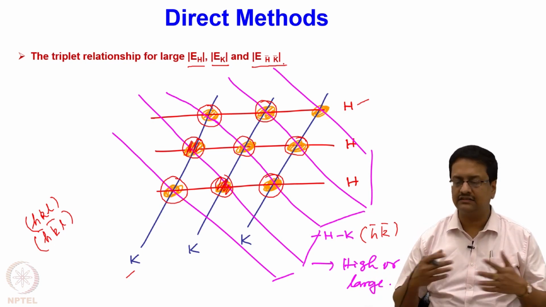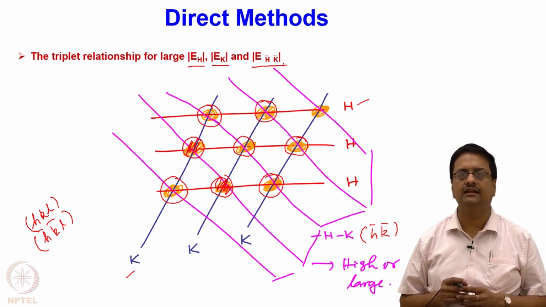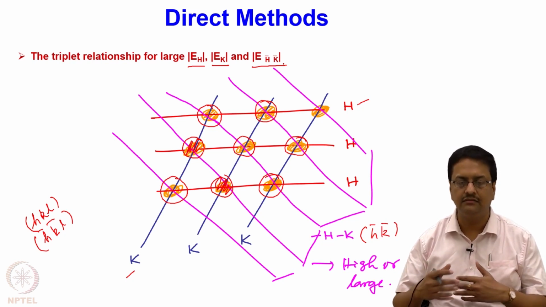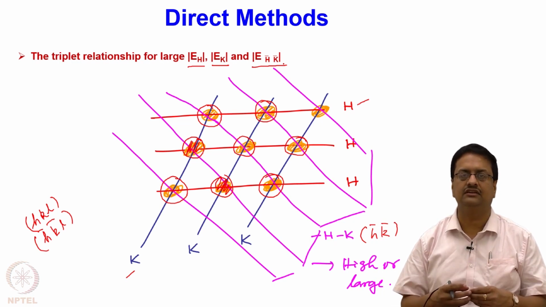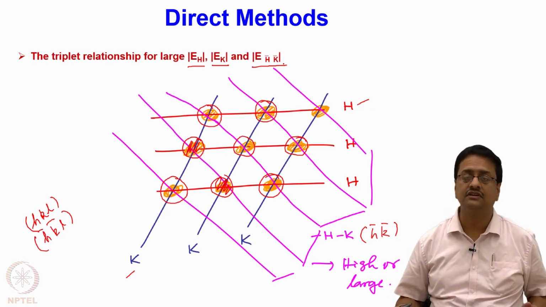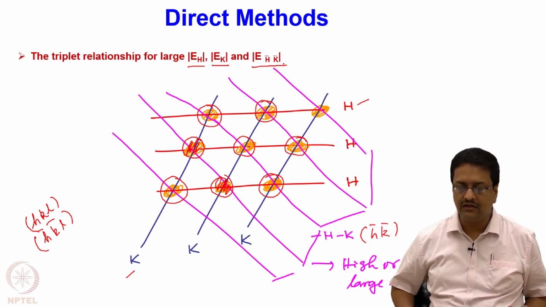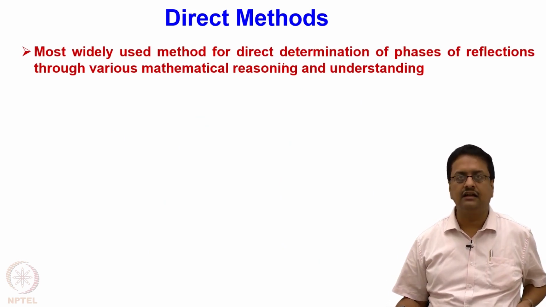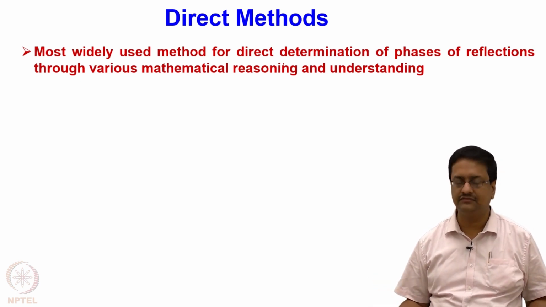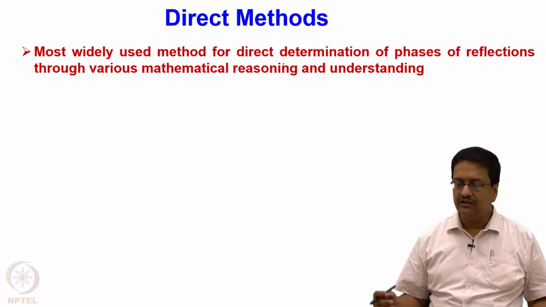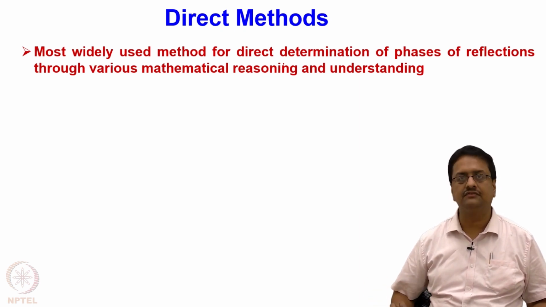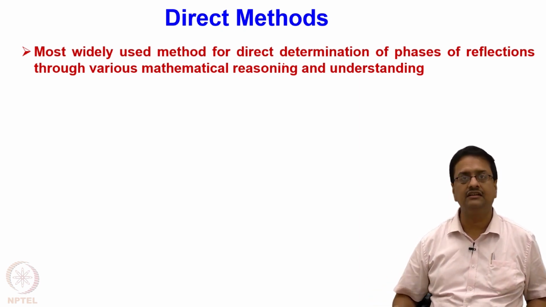All these understandings give us an indication of how large values of E can lead to a guess of the actual location of atoms, but it only talks about the closeness or proximity of those atoms to these planes. The direct methods are a large number of different methods, of which we will discuss a few, that have been used for a long time. This is the most widely used method for direct determination of phases of reflections through various mathematical reasonings and understanding.